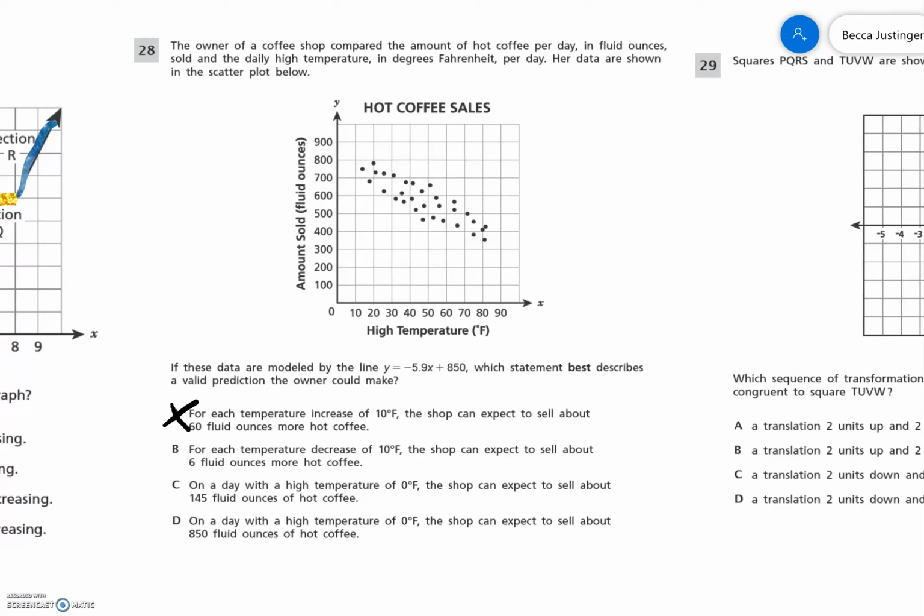For each temperature decrease of 10 degrees Fahrenheit, the shop can expect to sell about 6 fluid ounces more hot coffee. That's a possibility. On a day with a high temperature of 0 degrees Fahrenheit, the shop can expect to sell about 145 fluid ounces of hot coffee. That's not true because it would be 850. On a day with a high temperature of 0 degrees Fahrenheit, the shop can expect to sell about 850 fluid ounces of hot coffee. That is the one we're looking for. So this one, temperature decrease of 10 degrees, that's not the decrease. This is the decrease. 6 is the decrease, not how much we're selling.